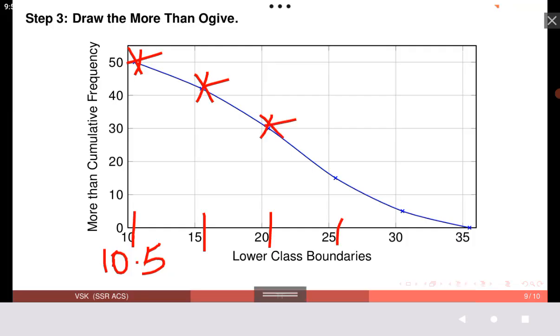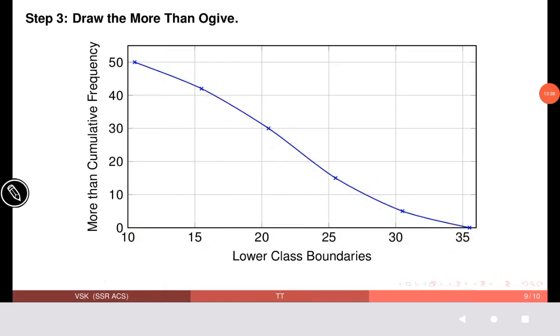For 25.5, we'll identify this value. And for the 30.5, we'll identify this value. And for the last, 35.5, we'll take the value as 0 and we'll join this with a smooth hand. So in this way, this more than cumulative frequency curve or ogive will be formed.